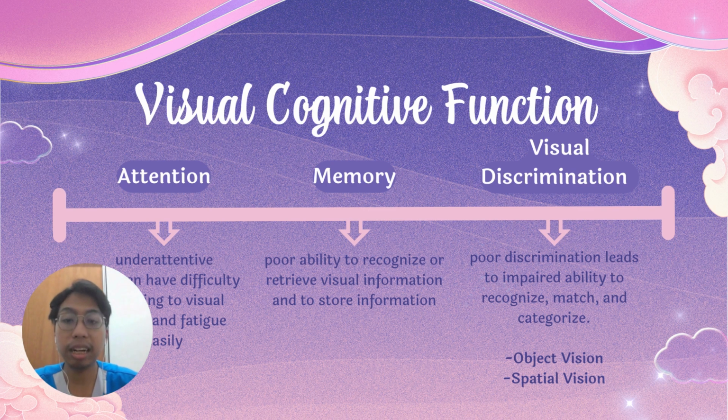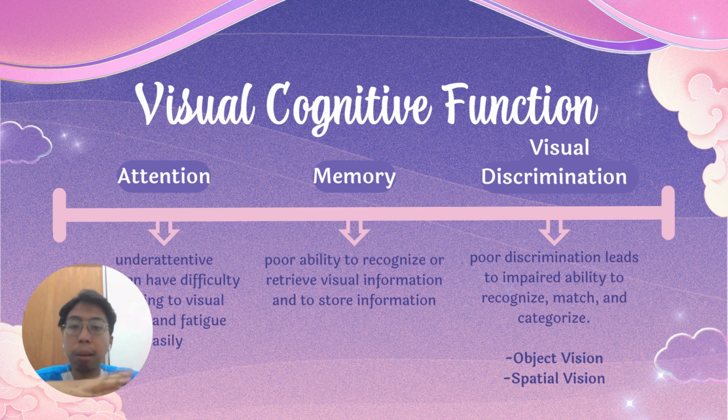For attention, those who are inattentive may have difficulty concentrating, and they can be seen fatiguing easily. If they have a problem with that, how can they even give attention? Because of that, they can be very tired because of the visual perception problem.